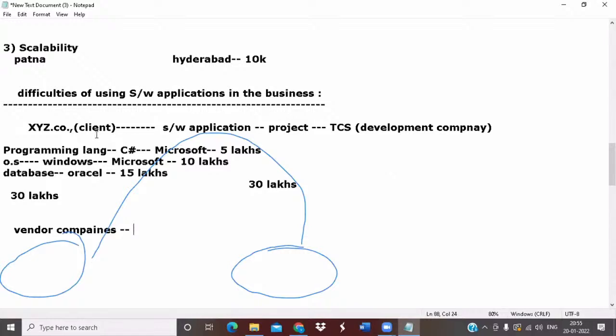Now tell me, among these three people, clients, development companies, and vendor companies, vendor companies are getting more profit and more business. That is the reason vendor company owners are the most visionary people in the market and also the wealthiest persons in the market.